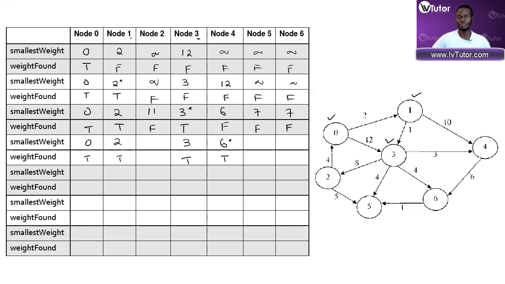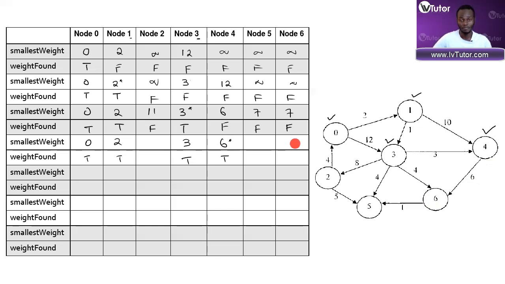I know I'm now here. So I'm node number 4, which means I go to node number 4. Where can I go from 4? I can only go to 6. And the weight of 4 to 6 is 6, which means the weight of going from 0 to 6 via node number 4 is 6 plus the current weight of 4, which is 6. I get 12. Therefore, for node number 6, I want to put 12.